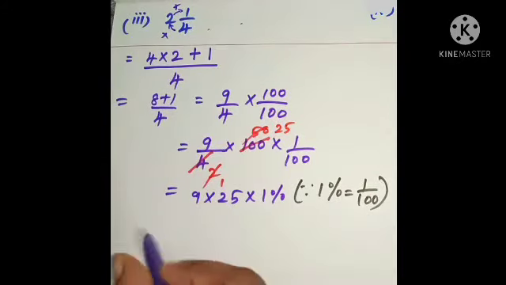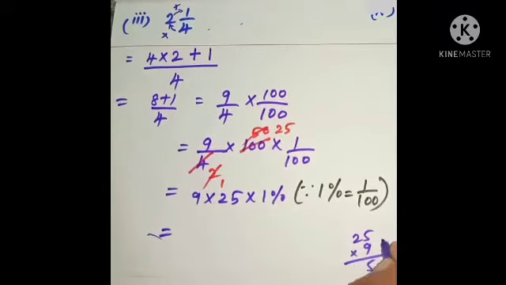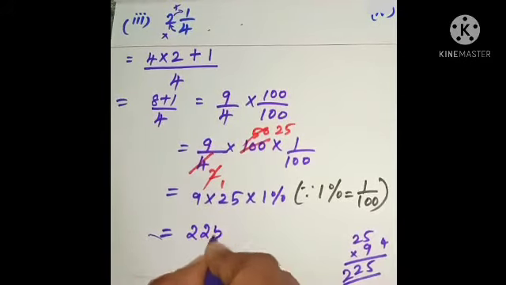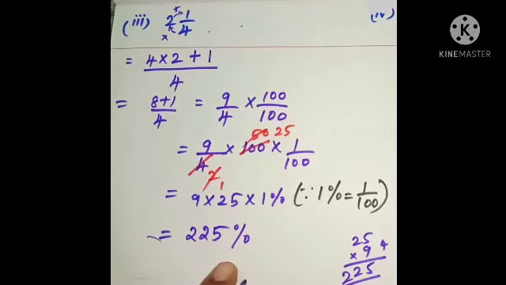Now 9 into 25. So multiplying 9 into 25. 25 into 9. 45. 9 2s are 18. 18 plus 4 is 22. So 225 percentage. So it is the percentage form of the given mixed fraction.